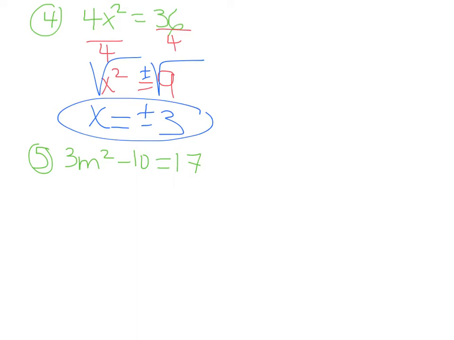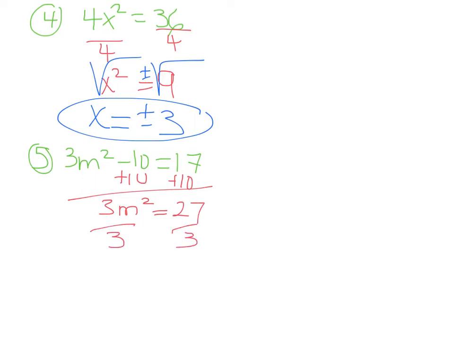For number 5, you're going to start by moving over that 10. The next thing you have to do is move over the 3 by dividing both sides by it. Then you're left with m squared equals 9. So from there, you are going to take the square root of both sides, add in your plus and minus. You get m equals positive or negative 3.